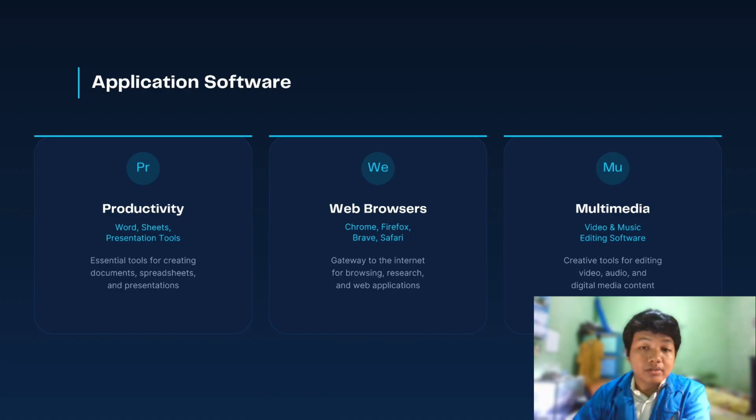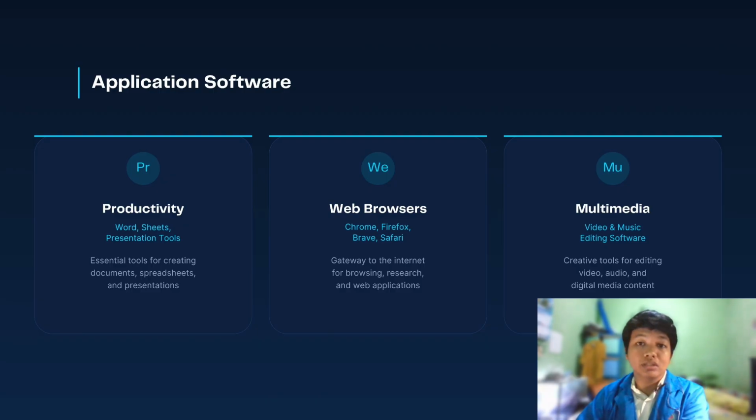Okay, on slide 7, we focus on application software. If the operating system is the background manager, application software represents the tools we interact with directly to get things done. These programs are designed for a specific task. For example, we use productivity tools like Microsoft Word or Excel for our assignments. We use web browsers like Chrome, Safari, or Mozilla to access the internet. And we use media players to enjoy music or watch videos. Essentially, application software is what makes a computer useful for our daily needs.